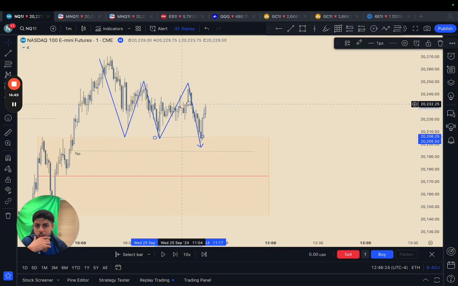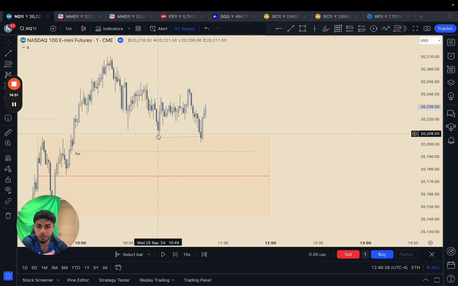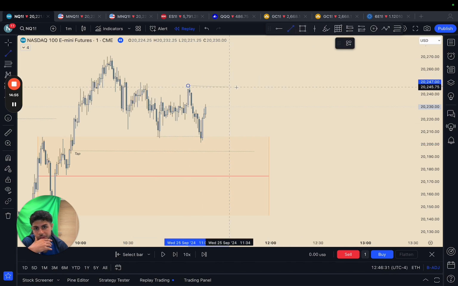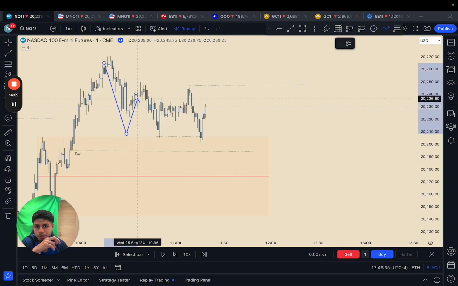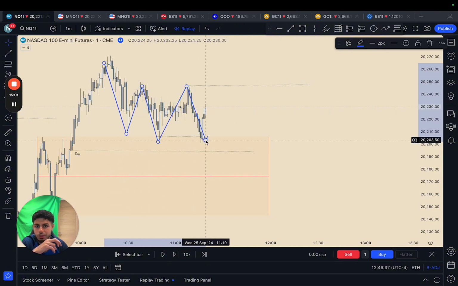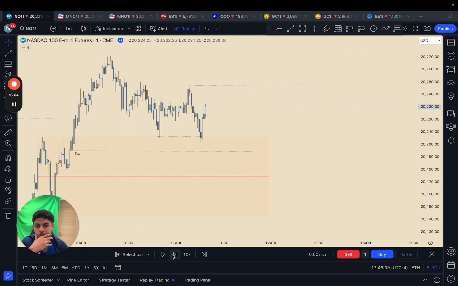Can you see we're breaking structure to the downside, right? We had a low, closed below this low. This is our sort of internal protected high as we're moving lower. So maybe if we break this structure wise, then I'll look for a trade.